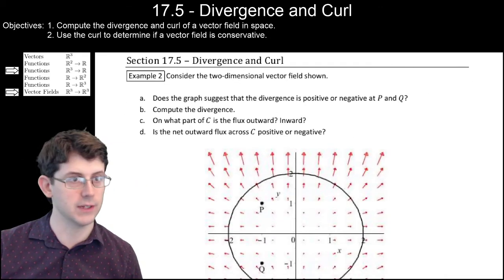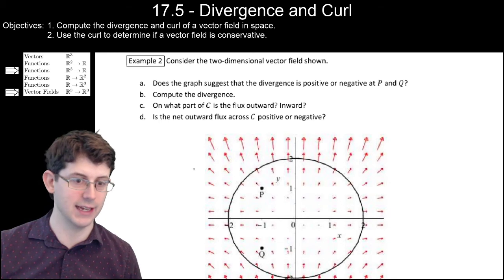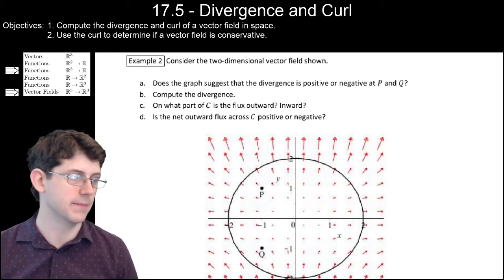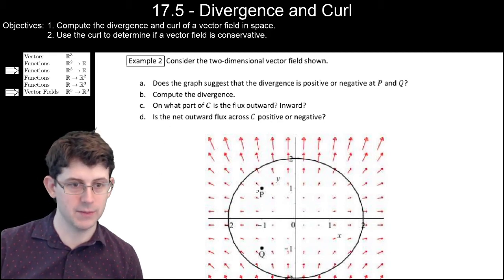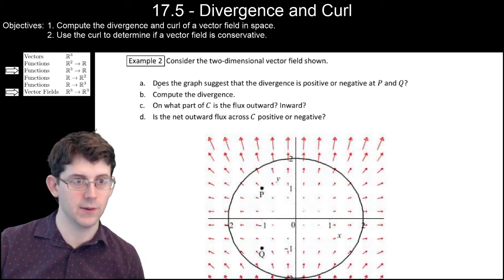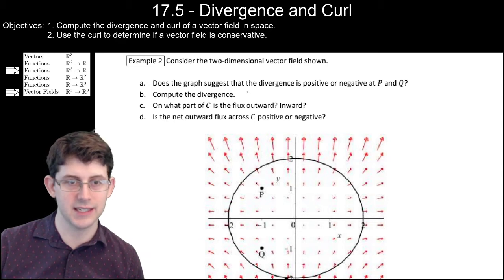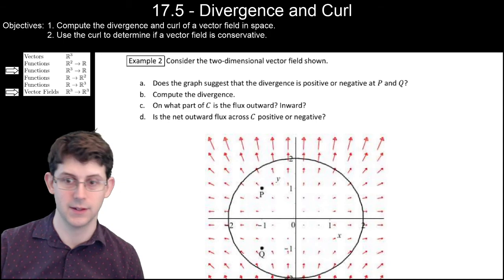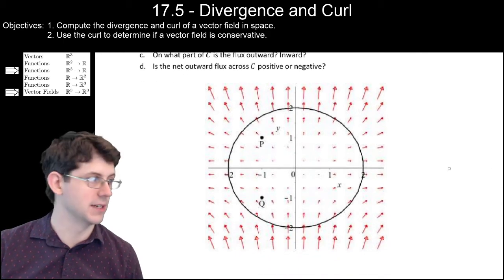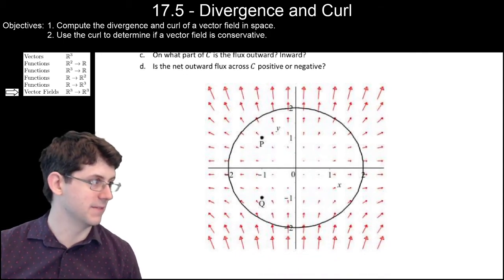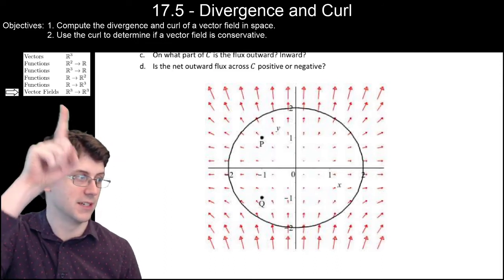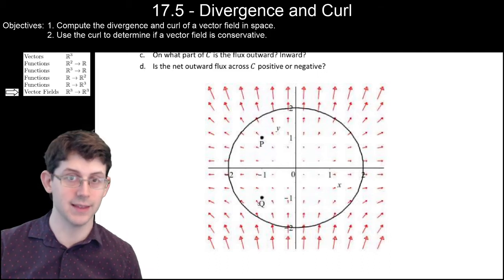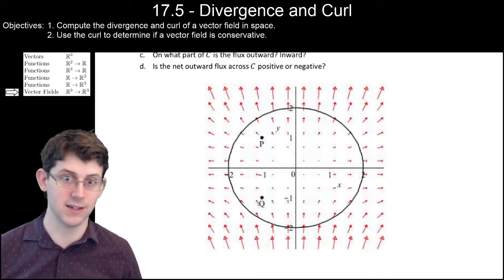Okay, so let's look at a picture and try to understand what the divergence does in a picture. So here's a point P and a point Q. And the question asks, does the graph suggest that the divergence is positive or negative at P and Q? So here we're looking back at 2 dimensions. I don't have a function. I have a vector field in 2 dimensions, which unfortunately I don't have an option for up there. But each point in the plane has a vector associated with it.